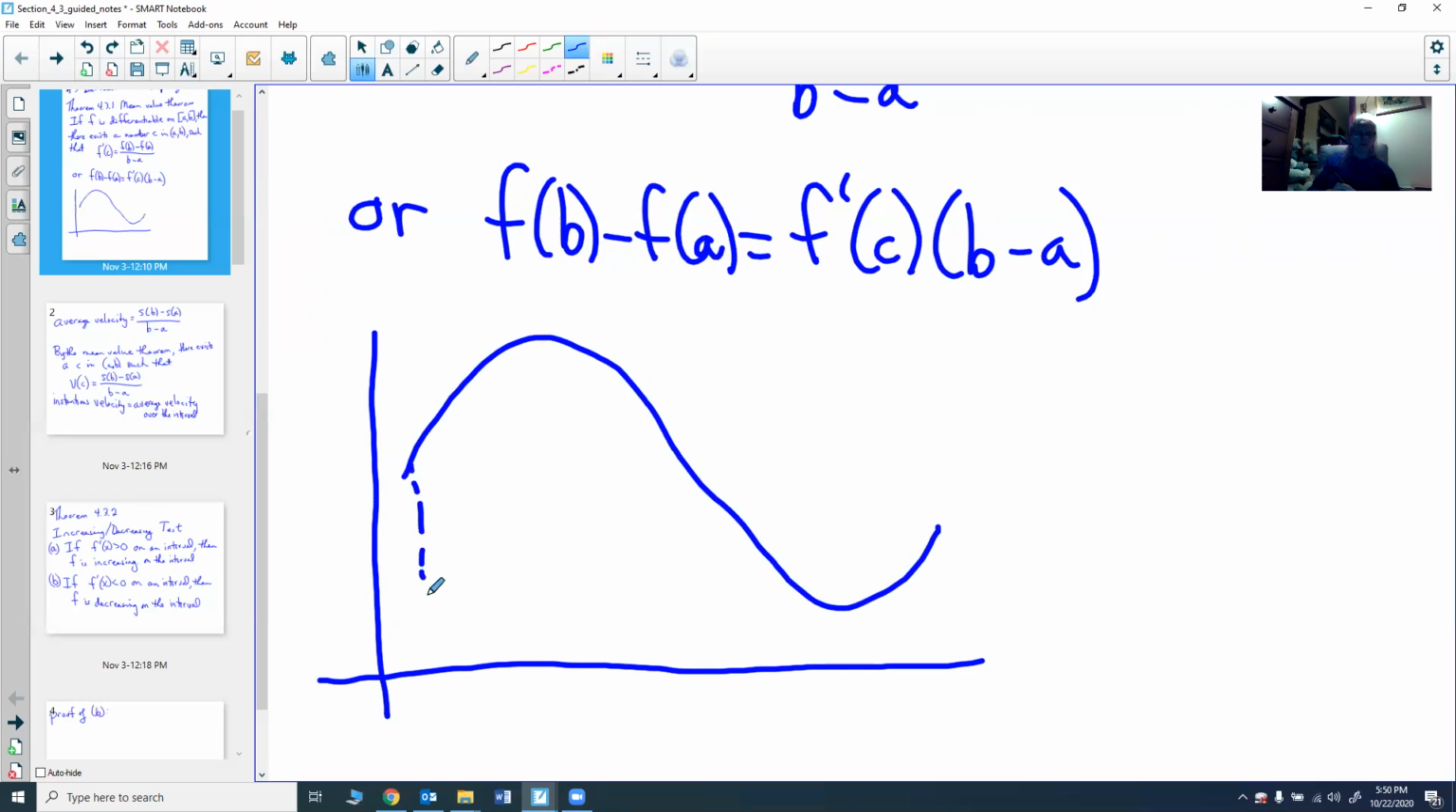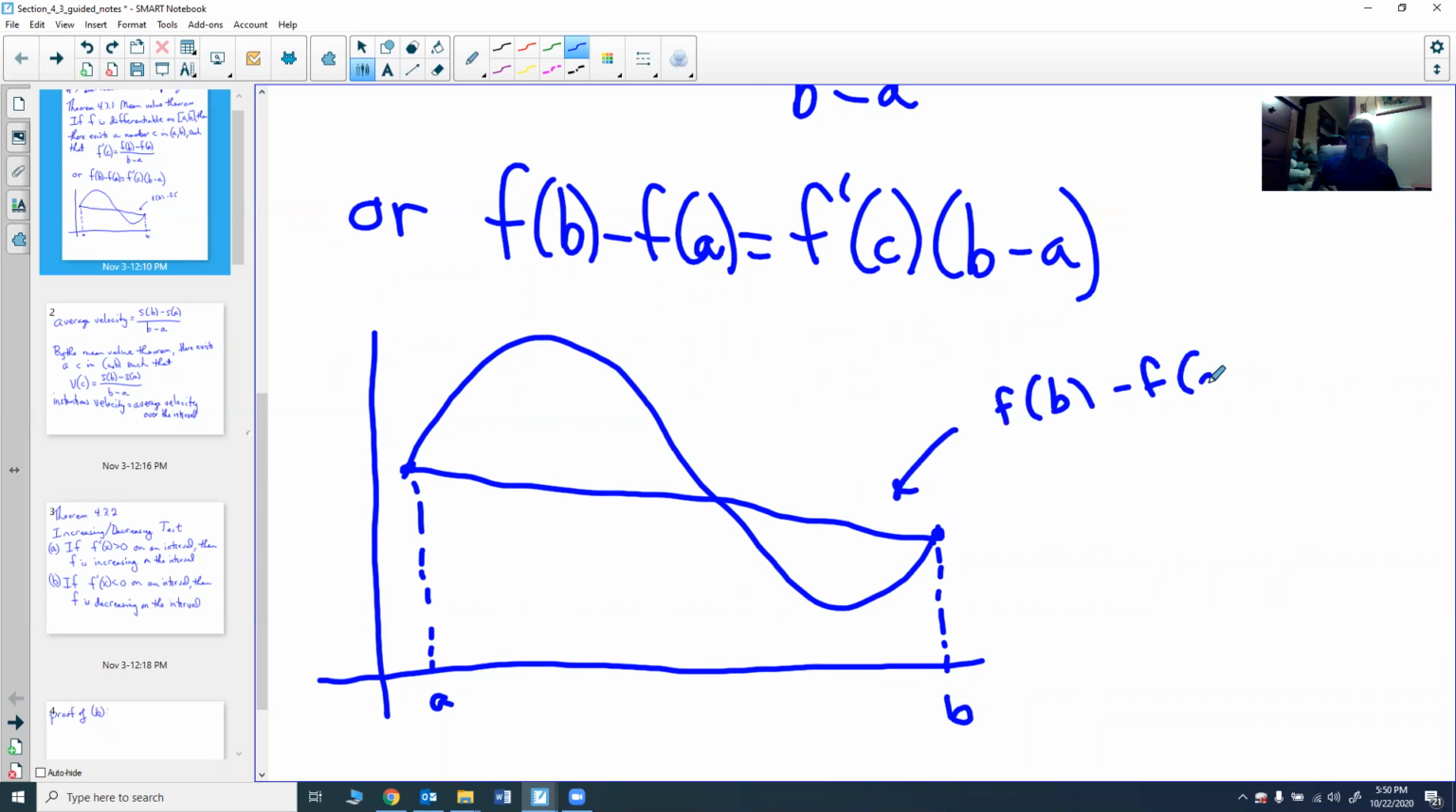Here is a at the one end, and b is at the other end. And then f of b minus f of a over b minus a is a line. It's the secant line. It just connects the point (a, f of a) with the point (b, f of b), and it has a certain slope. The slope of this line is f of b minus f of a over b minus a.